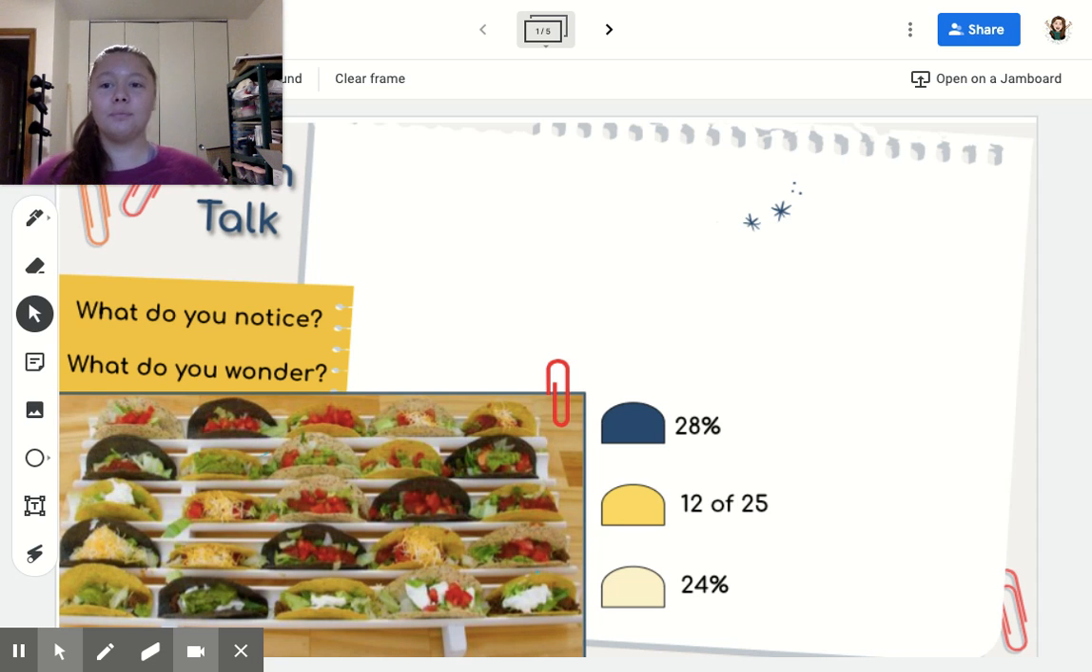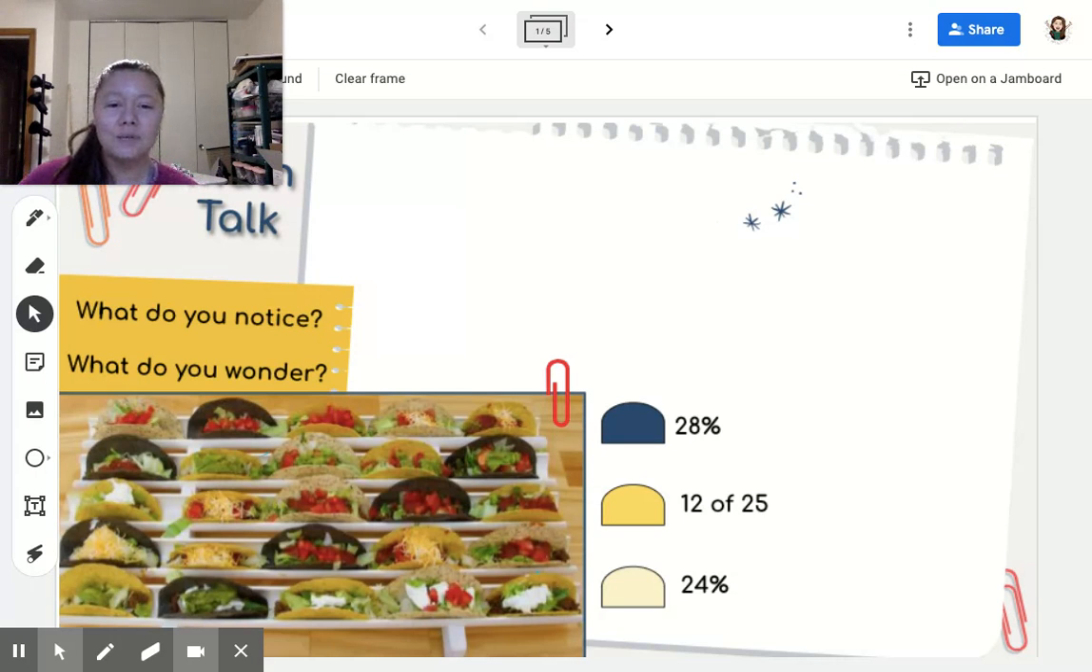Today's math talk is tacos. So you may have noticed there's some dark blue ones, there's some white ones, there's some yellow ones. You may notice there's a total of 25 tacos here. So if you counted it up, it's 5 by 5, right?